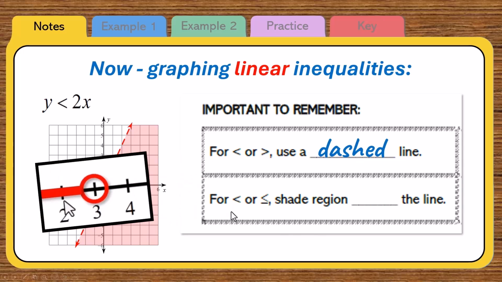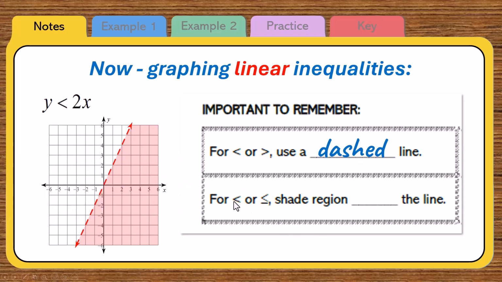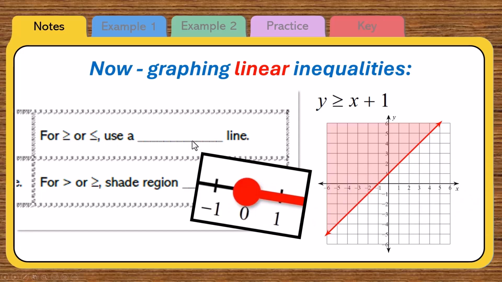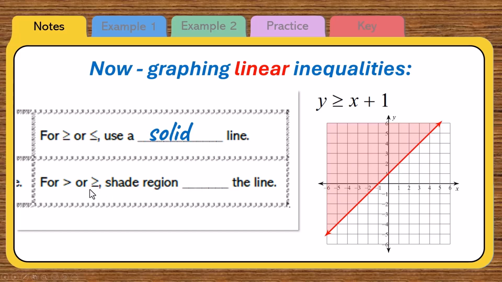If you are seeing a less than or a less than or equal to, then you are going to shade the part of the graph that is below your line. Sometimes the lines are going to be easy to see that, and sometimes they won't be so easy to see that. Now, we have a solid line and we are shading above, and look at the symbol. y greater than or equal to x plus 1. So if you see greater than or equal to or less than or equal to, you're going to use a solid line. And if you see greater than or equal to, greater than means you shade above.